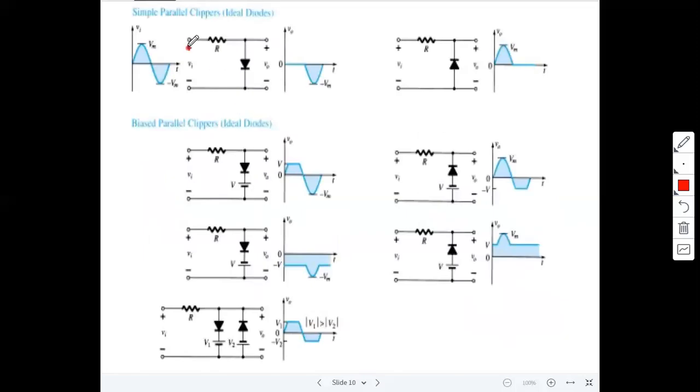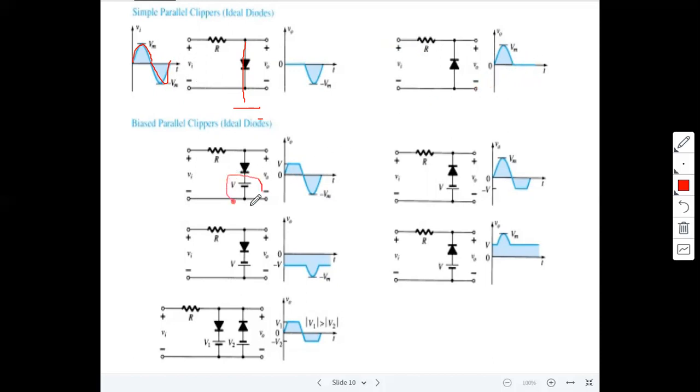Now coming to the parallel circuit here, a simple parallel. For all positive inputs, the diode is on and it passes to the ground. For negative, the diode is off and the negative signal appears at the output. So it is a positive clipper. It does not allow the positive. Similarly, this is a negative clipper. It does not allow the negative cycle of the input.